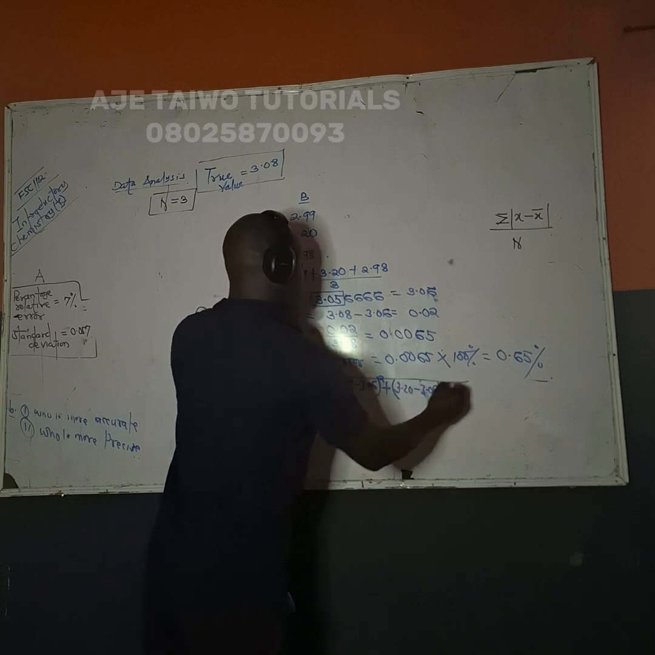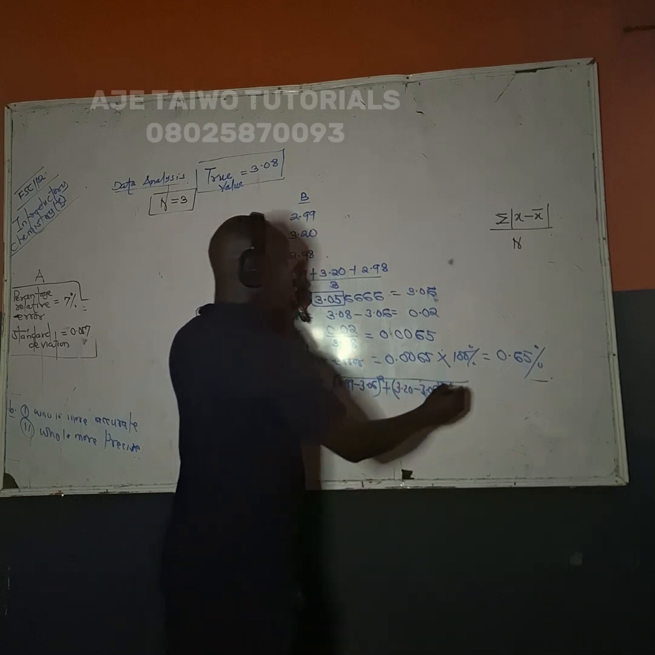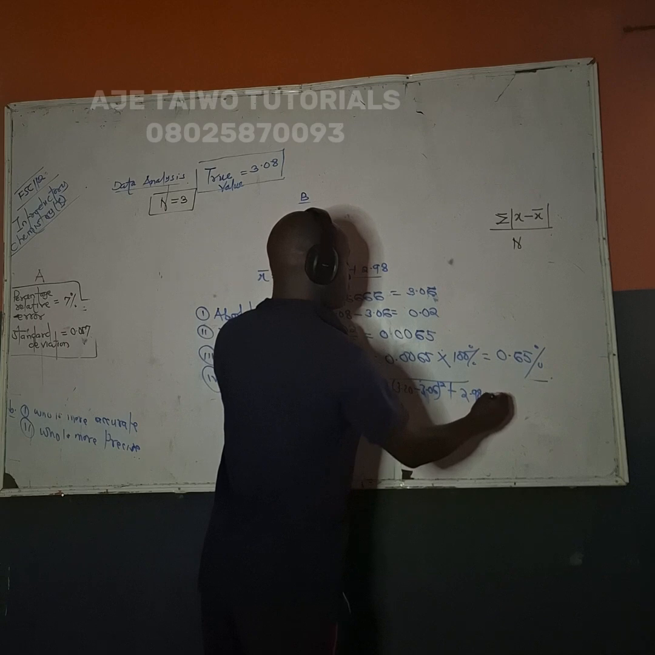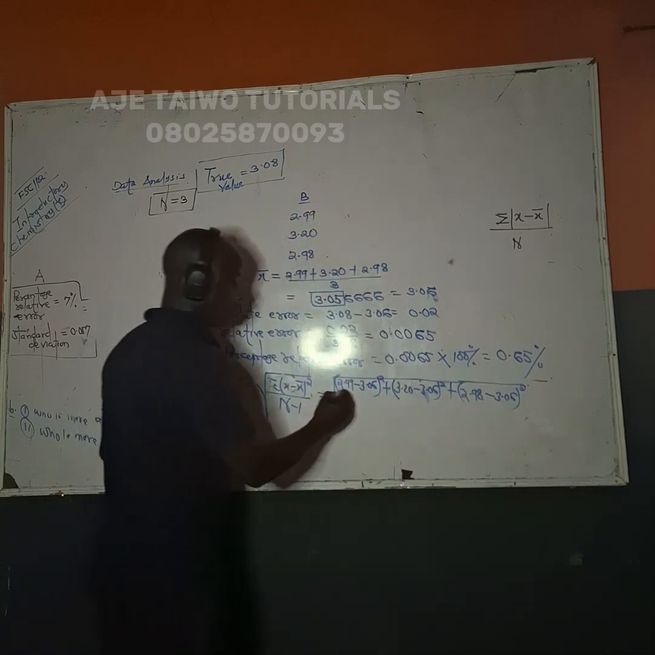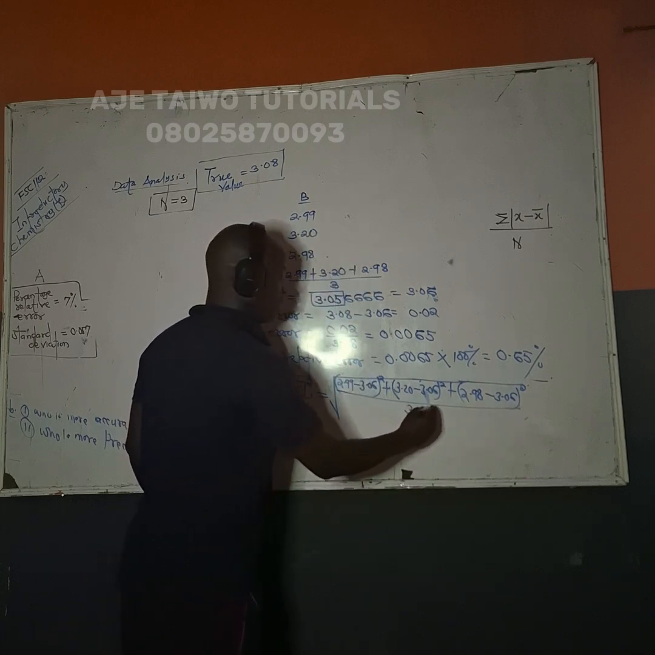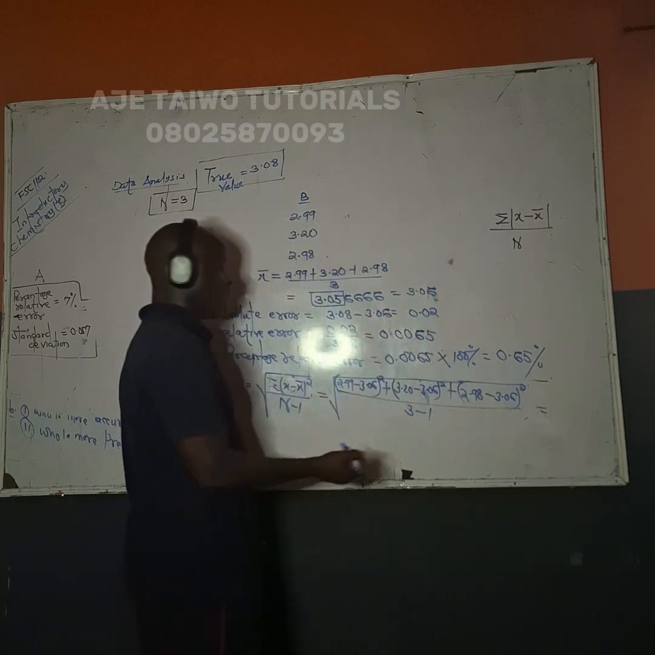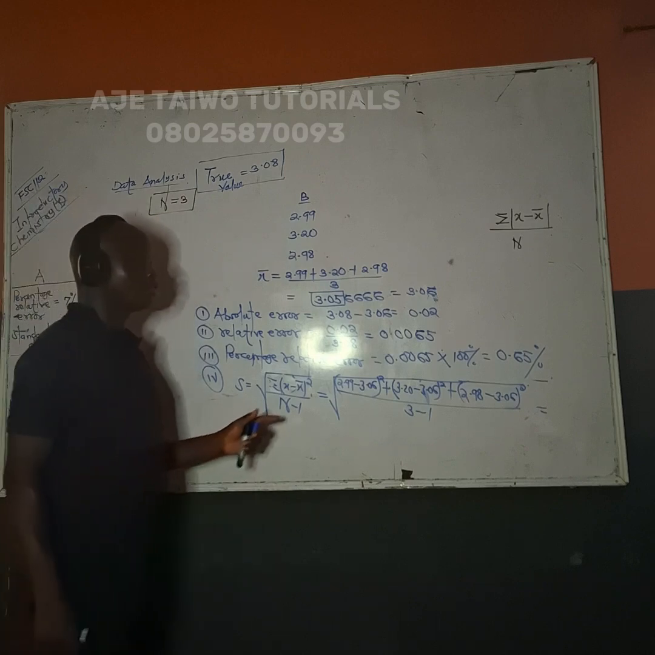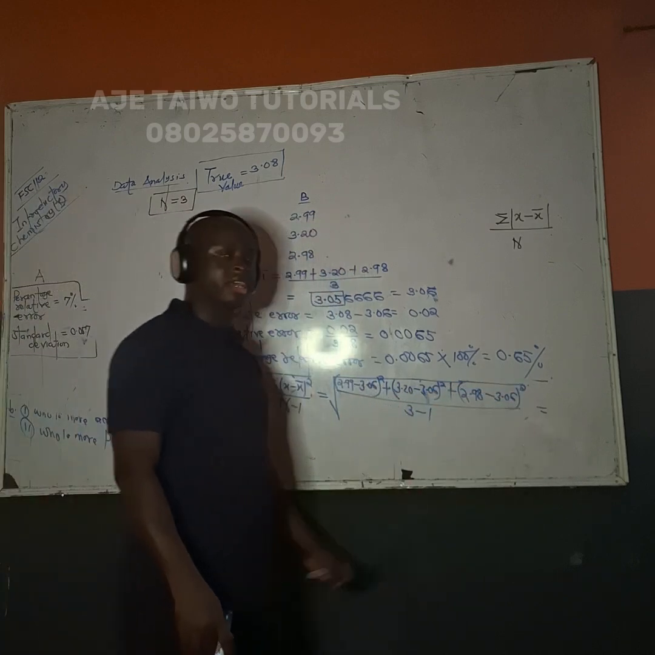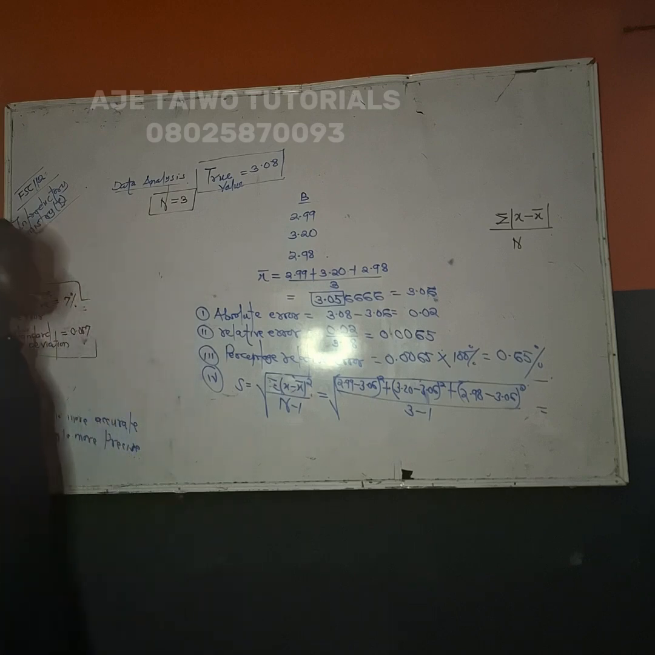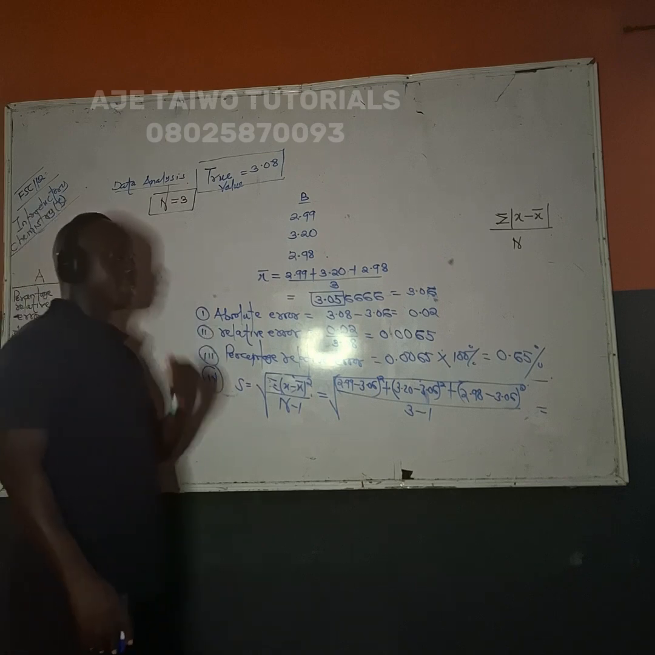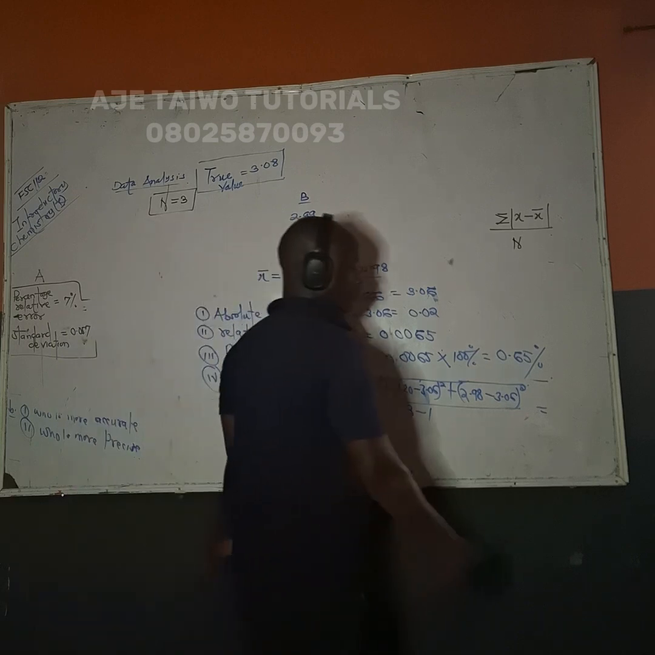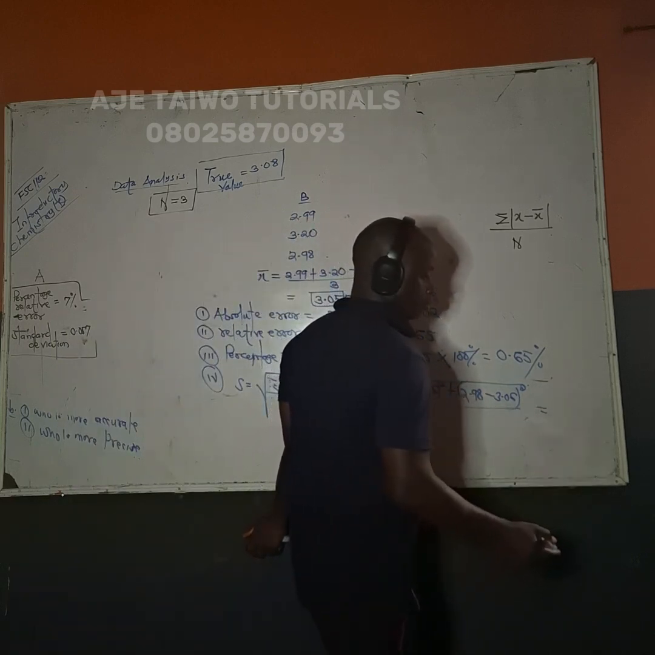Are you still with me, class? Plus 2.98 minus 3.06. This is your standard deviation, over n is 3, that's 3 minus 1. Can somebody punch the whole answer and give me the final answer? Do all the mathematics and give me the final answer. Let's not waste time. We don't have time to waste. Talk to me.